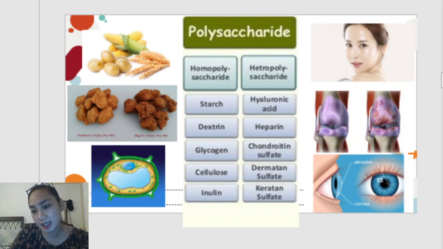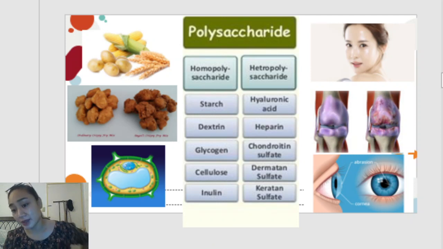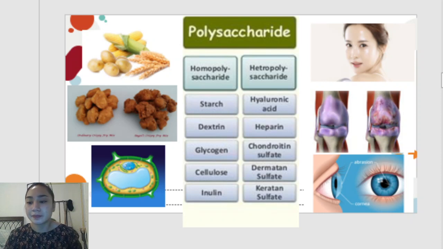Next, we have dextrin. If you look at the picture here, it's a comparison between chicken nuggets without dextrin and with dextrin. So, what happened? It's crispier. Dextrin is a crispiness enhancer in food processing. I am sure that our Chickenjoy or McDo chicken, the really crispy ones, have added dextrin in a certain amount. Interesting to know.